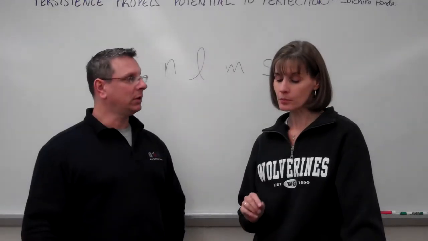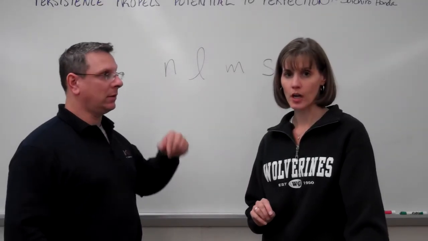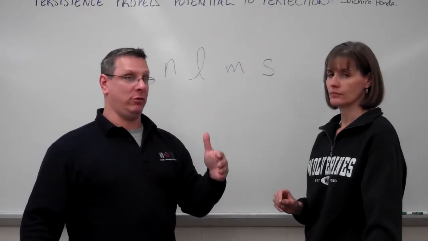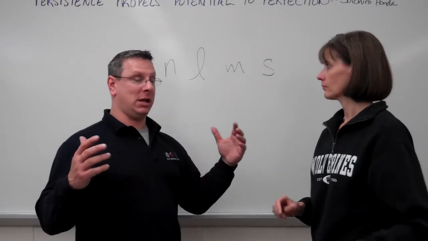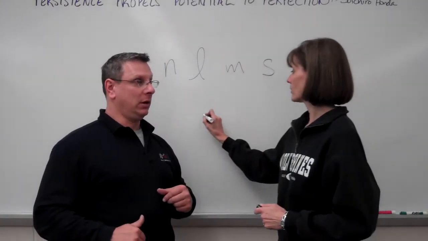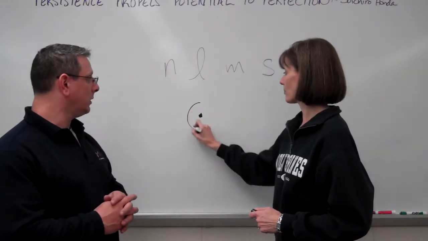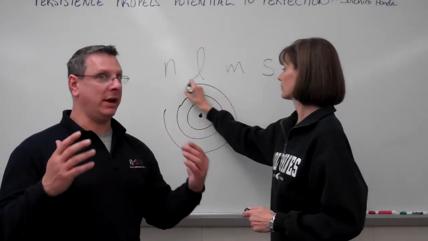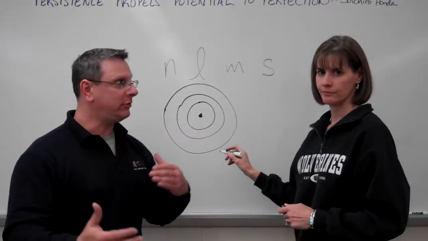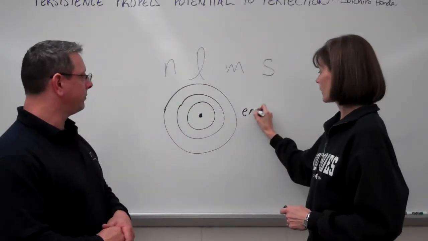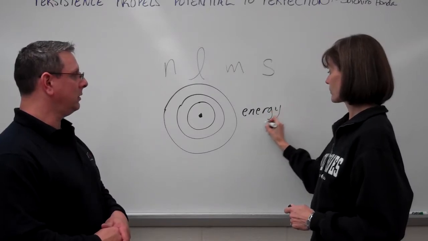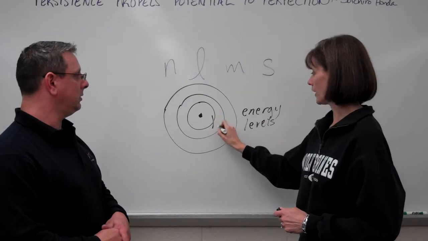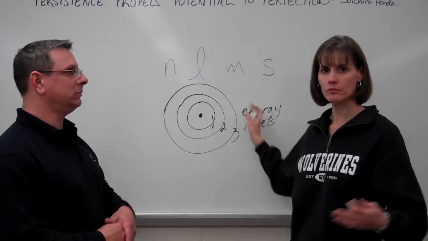The principal quantum number shows us what? It shows us which energy level in the electron cloud the electron is on. So we do need to keep going back to our Bohr model, which is way too simple, but it's great for introductory students like yourselves. These rings represent energy levels, and this would be level 1, 2, 3, and so on.